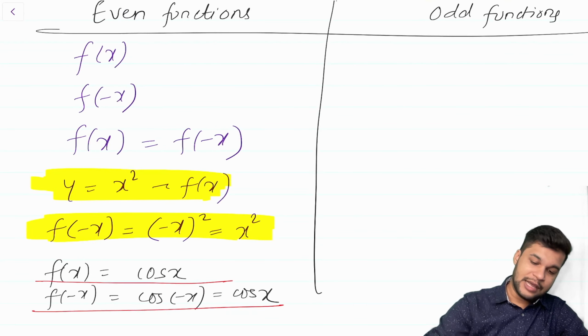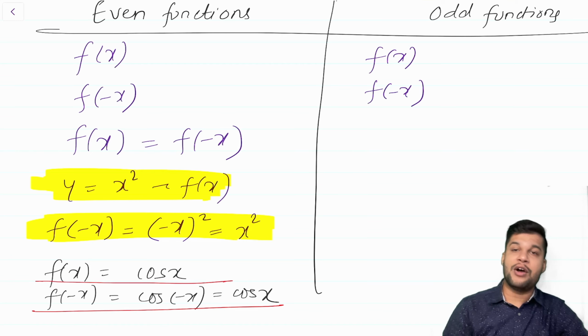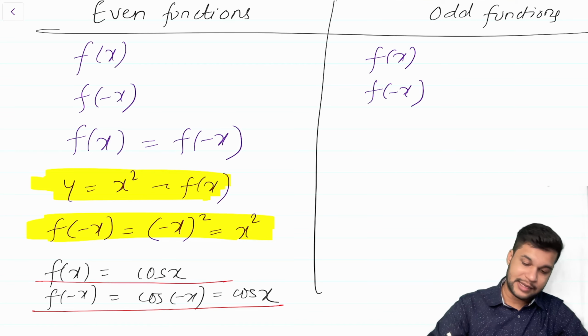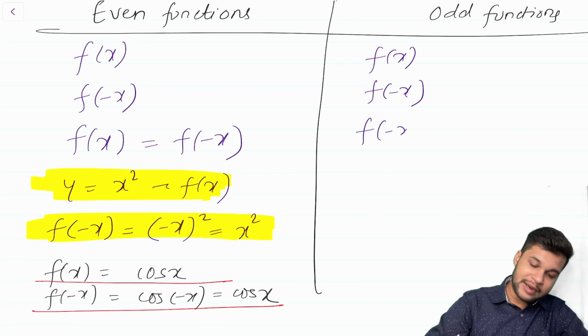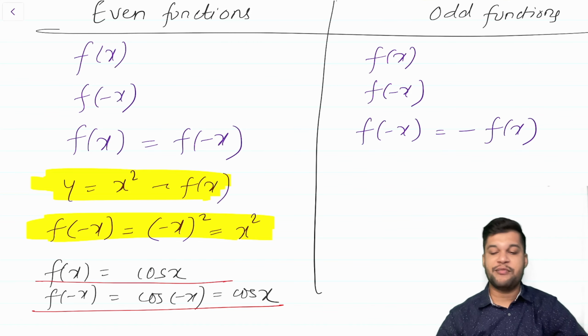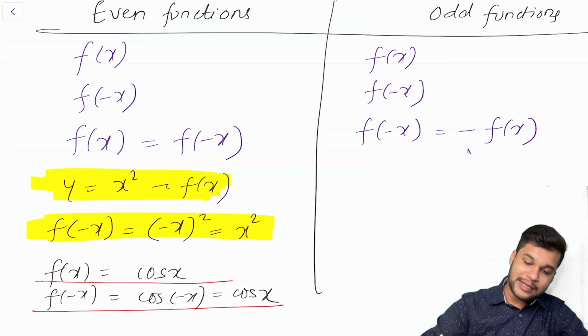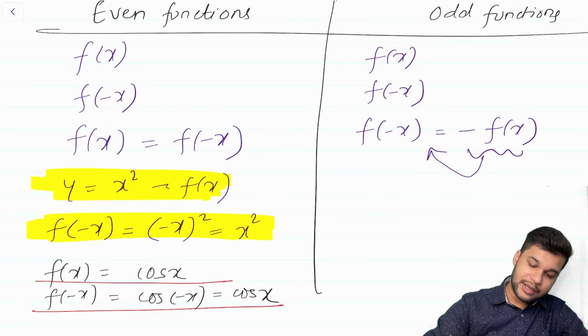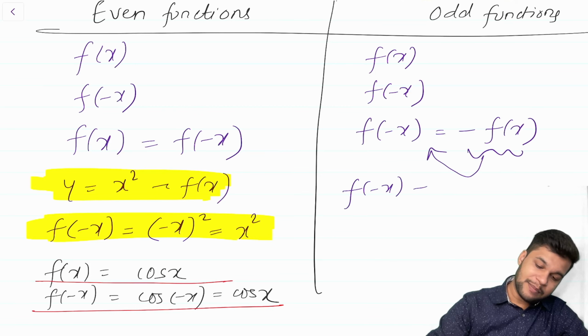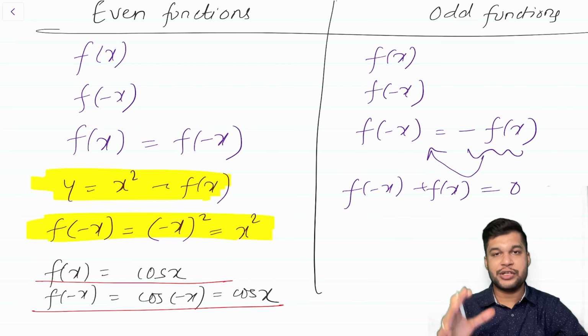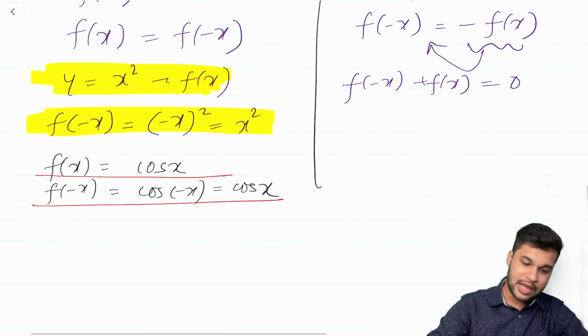What is an odd function? Let's say you have a function f(x) and a function f(-x). And if f(-x) is equal to negative of f(x), then the function is an odd function. Or you can say, shifting this to the other side, f(-x) plus f(x) equal to 0. If this happens, the function is an odd function. I'll give you an example.